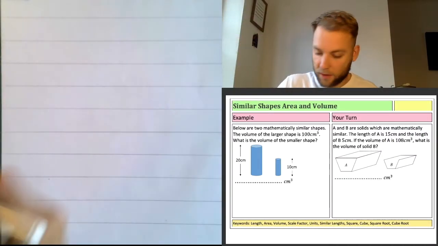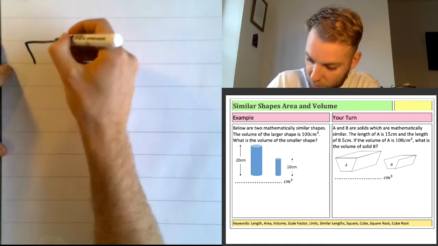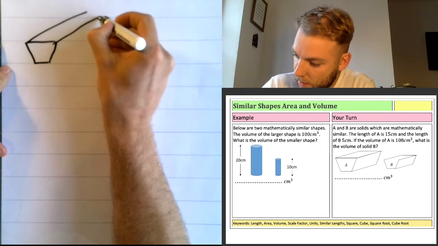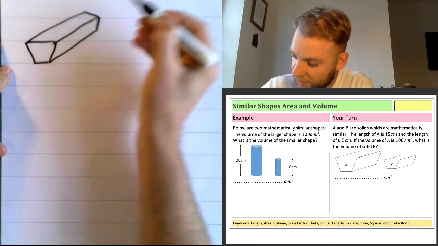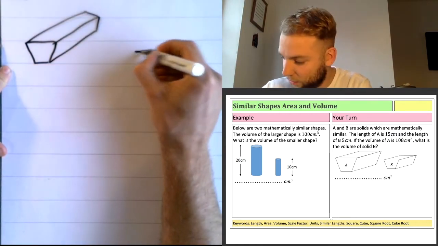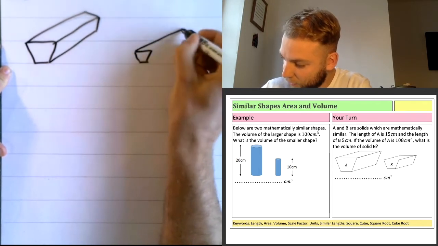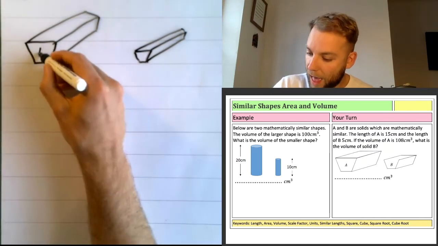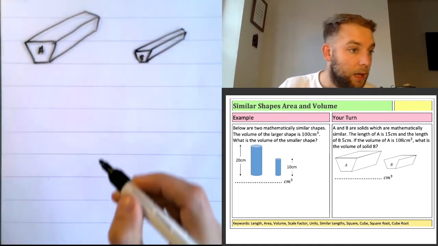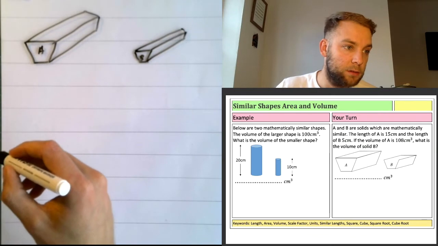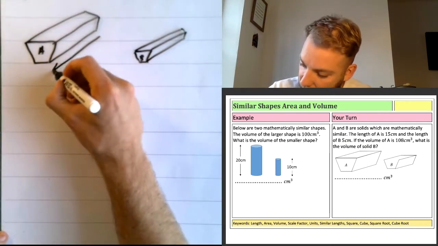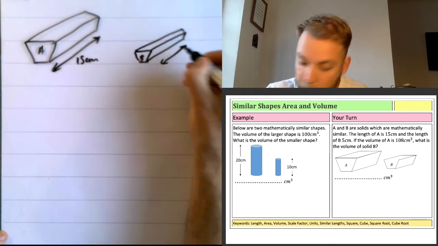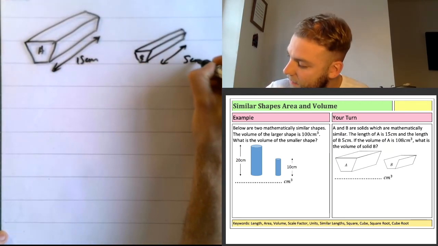Okay, so let's have a go at it together. Again, we've got two volumes, one's bigger, one's smaller, both similar shapes. Nice quick diagram there. Brilliant. So we've got A, we've got B. It's telling us the length of this one is 15. So this one here is 15 centimeters and this one here is 5 centimeters.